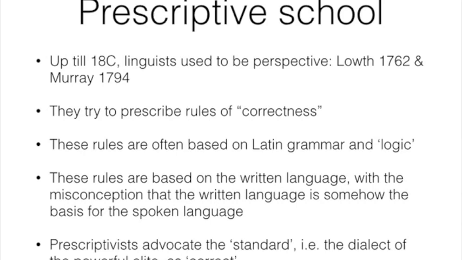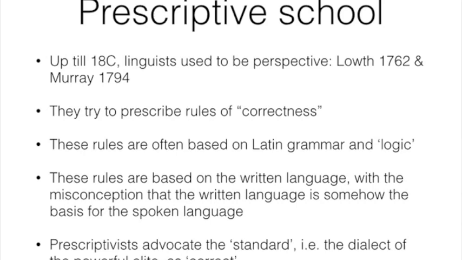Prescriptivists advocate the standard, the dialects of the powerful elite, as correct. Like if you go to the United States, for example, you speak standard English, correct English. And then when you mix with the others, some areas of the United States speak the vernacular, no rules, no mistakes, but you speak correctly, with good vocabulary, clean vocabulary. So that's what the prescriptivists advocate. Advocate means they tell you this is what you should do, okay?